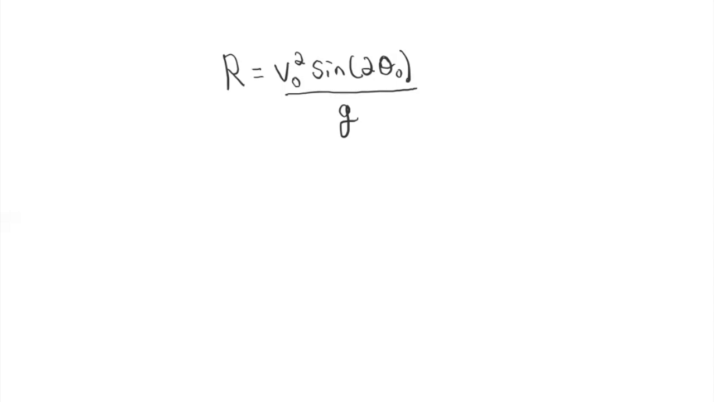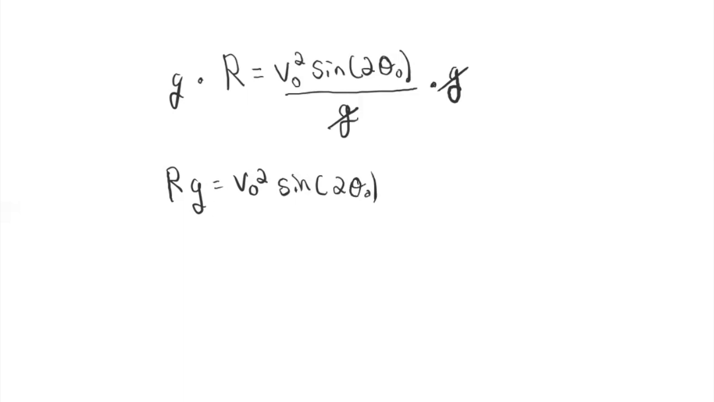This is algebra that, for the most part, when you're working on your homework, I'm going to assume that you already know how to do. So let's go ahead and practice with that here. To get v naught by itself, we have to get rid of that g on the bottom of the fraction on the right side. So I'm going to multiply both sides by g. When I do that, that cancels these g's here. So I've got rg equals v naught squared sine of 2 theta naught.